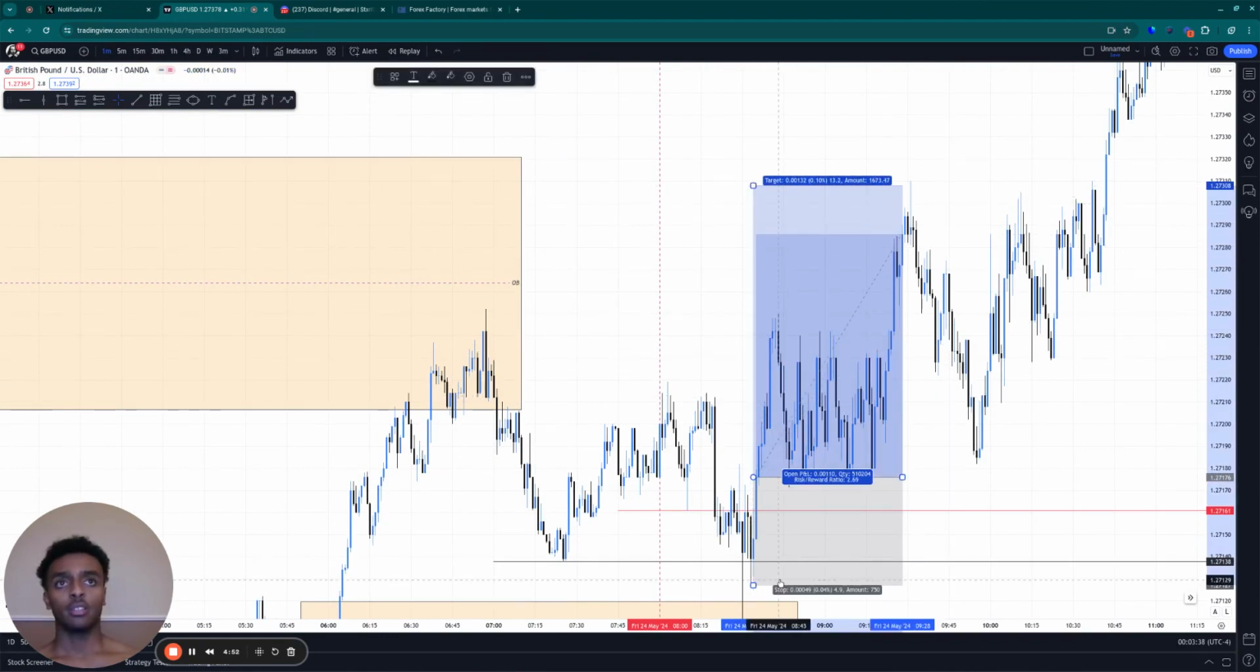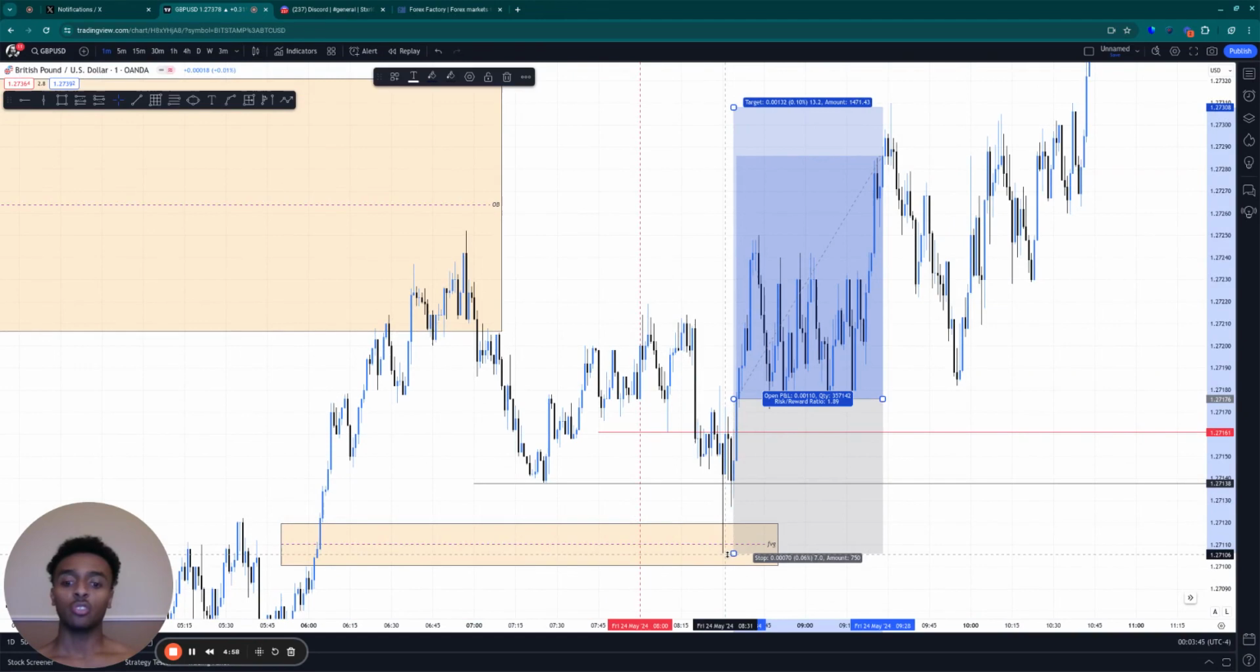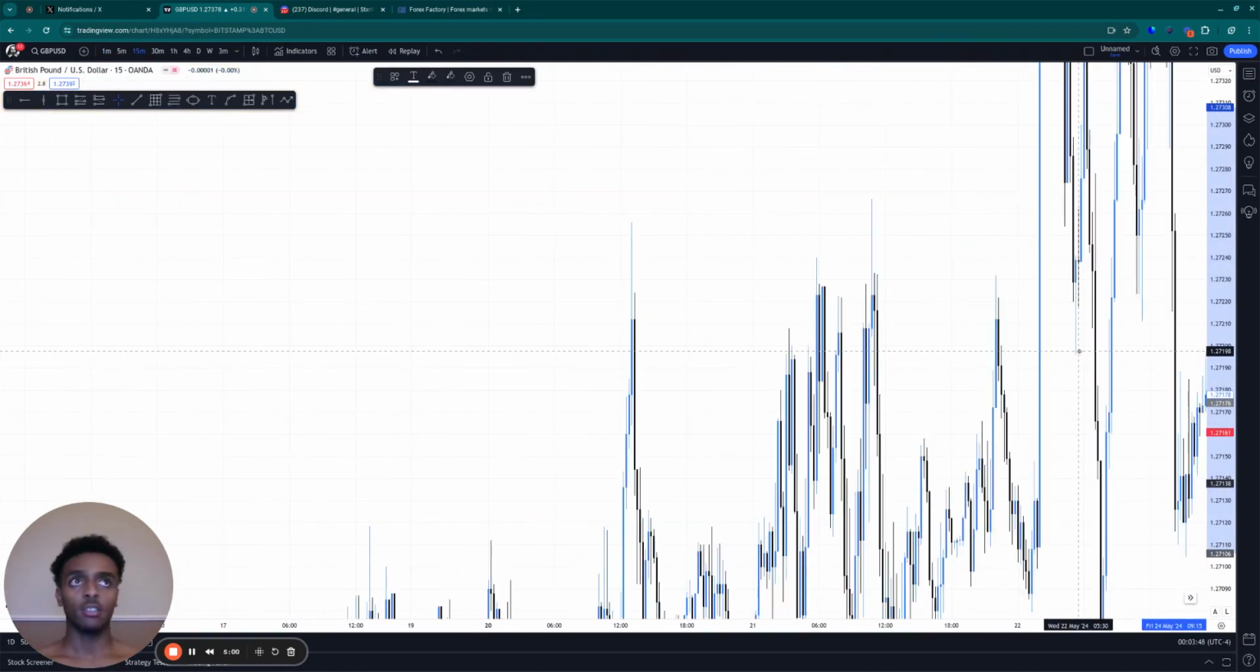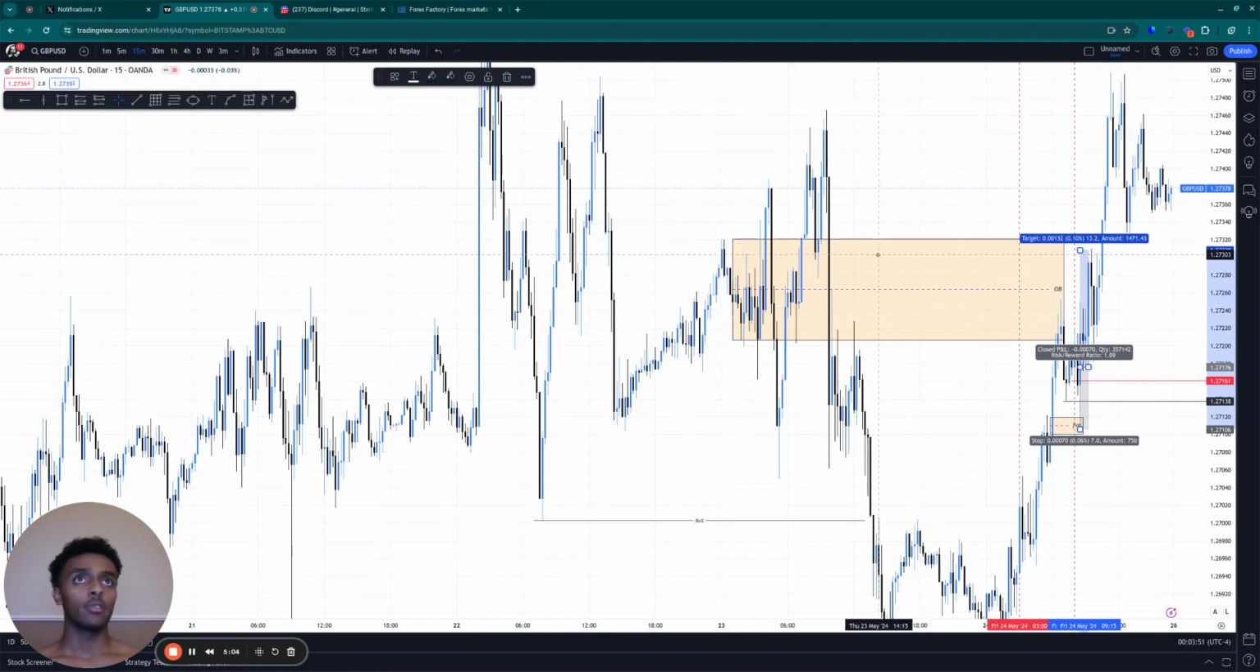The reason is the fact that had I had stops all the way here, and I was just targeting London session highs, right? Sorry, the base of this order block right here, right? Or 50% of this fair value gap, whatever it was.